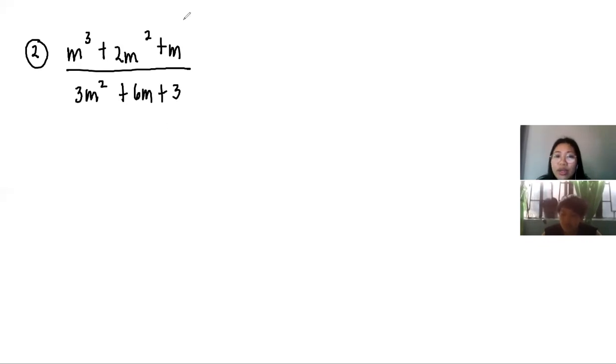Anong gagawin natin? We'll do first the CMF or the common monomial factor. Okay? Anong common nila? Ni m cube, ni 2m, at saka ni m. Kasi sabi ko lang, kanina ko pa siya sinasabi, si m cube, 2m squared, si m. M, correct. Okay? Again, 3 minus 1, kaya may natirang m squared.